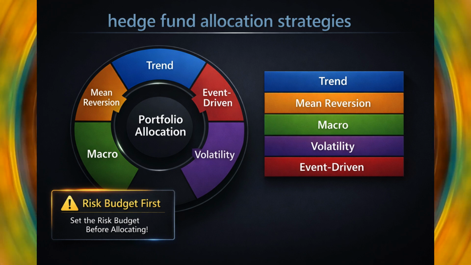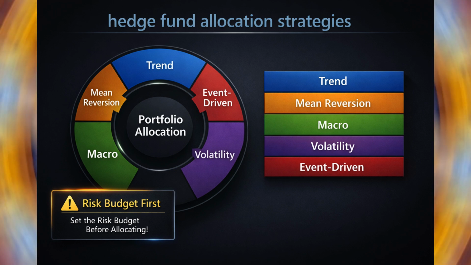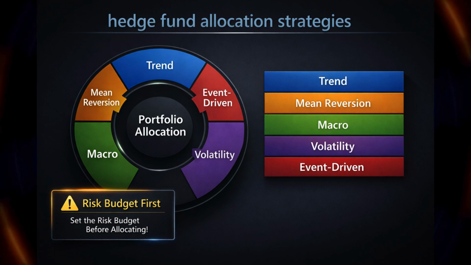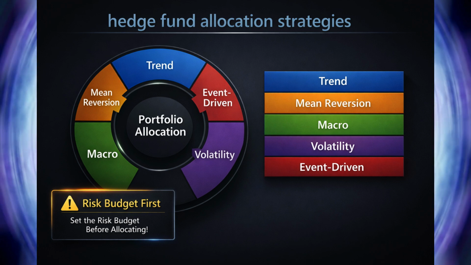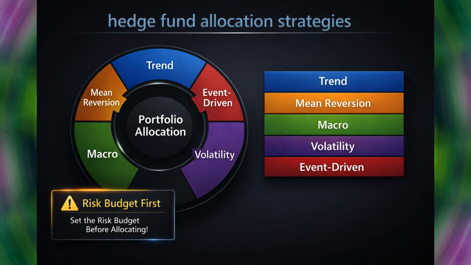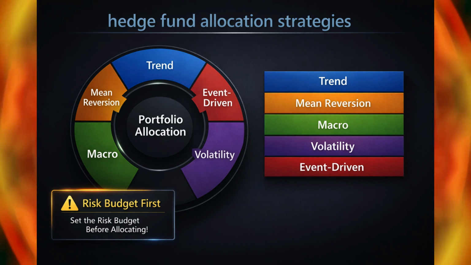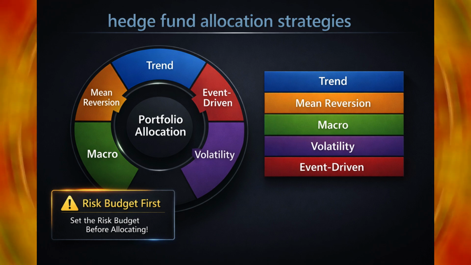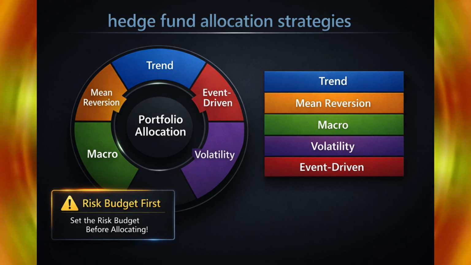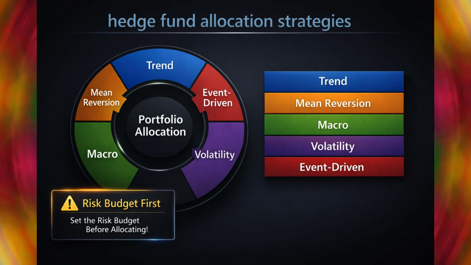Let's talk hedge fund allocation strategies. Allocation is basically where should capital go, how much, and under what risk limits. A common professional framework looks like this: risk budget first, not capital first. Allocate across strategies, not just assets. Trend, momentum sleeve, mean reversion sleeve, macro, interest rate sleeve, volatility and options sleeve, event-driven sleeve. Set limits, max drawdown tolerance, max exposure per theme, max correlation across positions, liquidity constraints, stop rules and deleveraging rules.